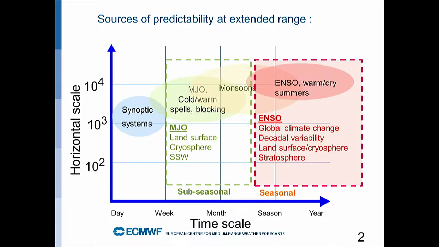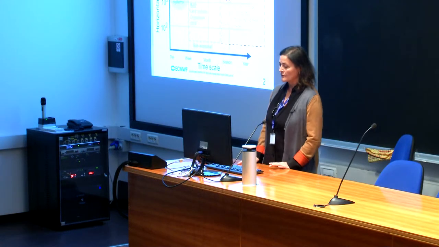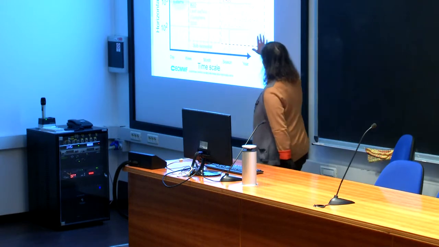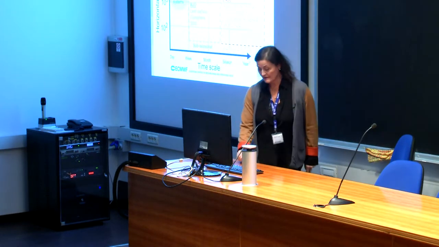For the seasonal forecast, we are trying to predict ENSO, the variability of ENSO, and therefore we are trying to predict anomalies that tend to persist for longer time, typically months or seasons. And again, this kind of long-range forecast relies on sources of predictability such as ENSO, global climate change, decadal variability, land surface, cryosphere, and interaction with the stratosphere. So because here we are talking about tropical-extratropical interaction, we focus on the MJO for the subseasonal time and ENSO on the seasonal time. But we should not forget that we are also looking at other sources, okay?